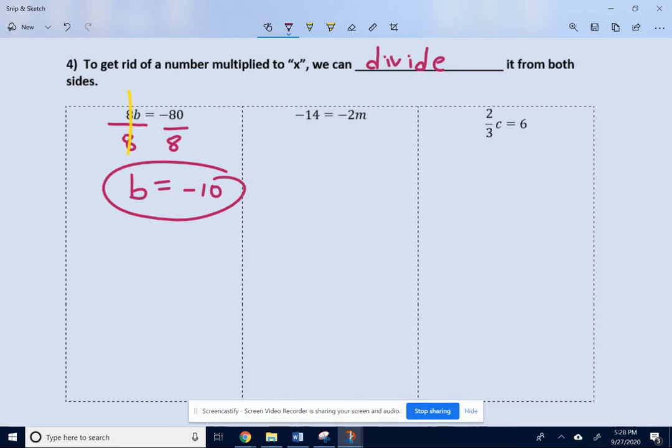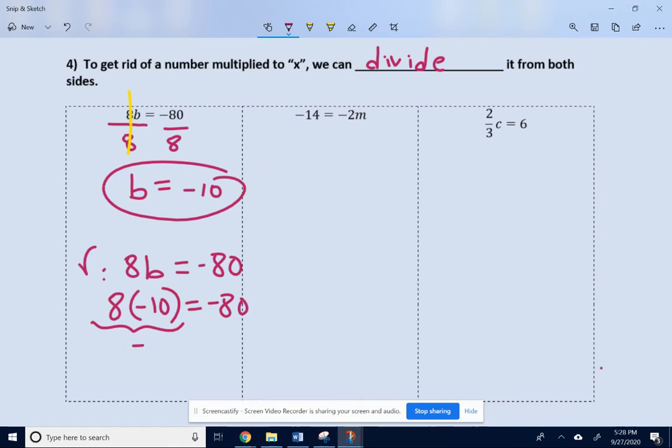Okay, let's check this one. My equation is 8 times b equals negative 80. And I found out that b is negative 10. And I end up with 8 times negative 10 is equal to negative 80. Okay, that's true, because 8 times negative 10 is negative 80. So I get negative 80 is equal to negative 80. So b equals negative 10 has to be the right answer.